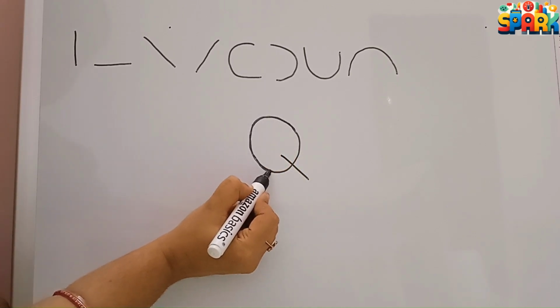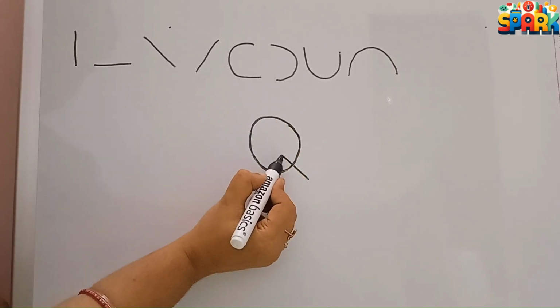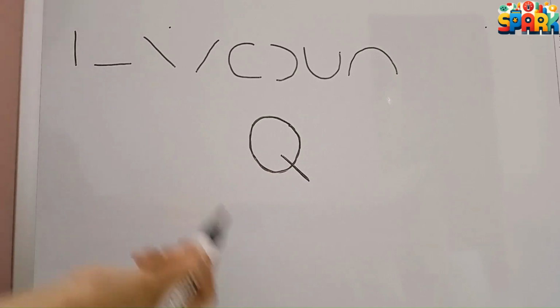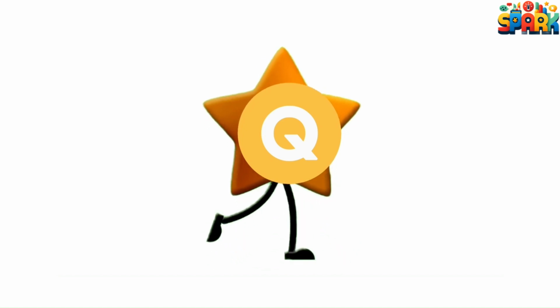Now you try. Take your pencil and book and trace the letter Q. Wow, you are doing amazing tracing. We will see three words that start with Q. Queen, quill, Q. Great job with Q.